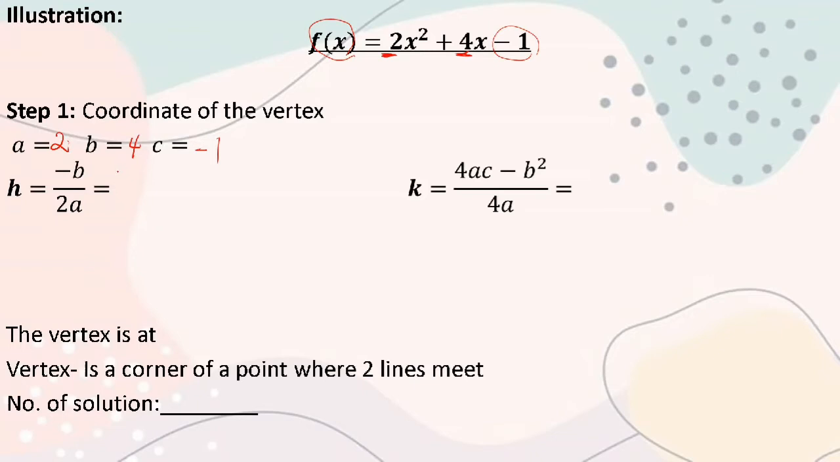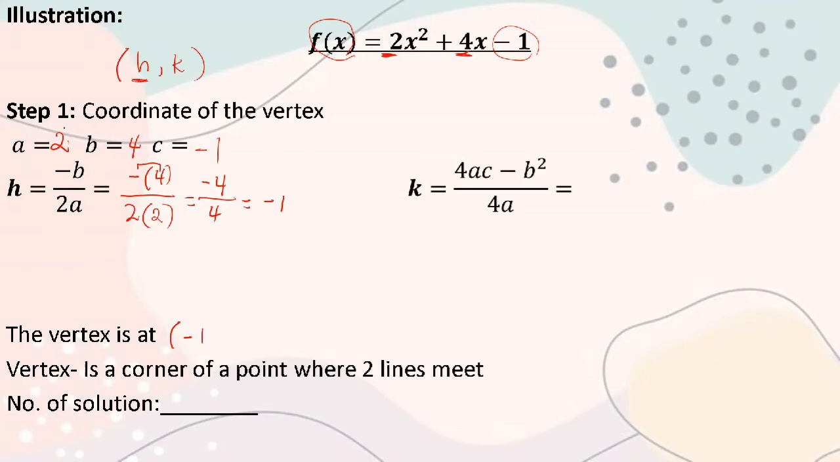Okay, let's start. Copy the sign of b and then substitute the value of b. So, negative times positive 4. And then, 2 times yung a natin is also 2. Then, simplify. Negative times positive 4 is negative 4 over 2 times 2 is positive 4. Then, when we simplify, it is equal to negative 1. So, yung h natin, pwede natin ilagay dito. The vertex is at, so the first one is negative 1. So, sa coordinate natin ng vertex, ito yung h and k. So, yung h natin laging nasa una.